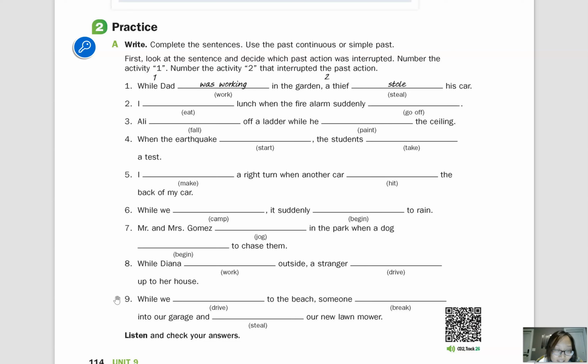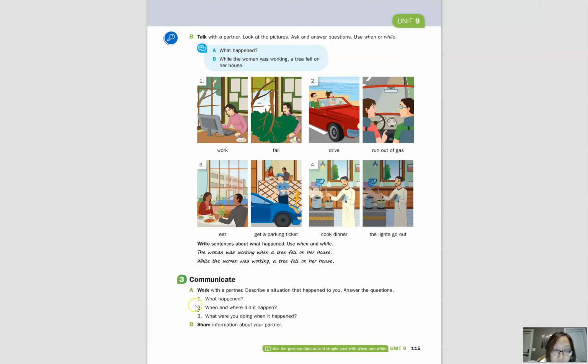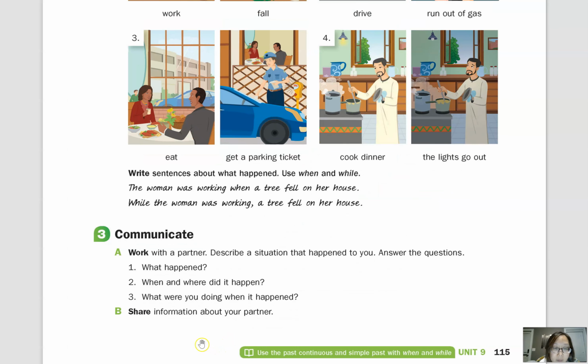Okay, that was a lot, but I hope that was helpful. And as I mentioned, with a lot of practice, it becomes easier. Okay, so now we are going to just briefly look at exercise 3, communicate. So let's describe a situation that happened to you. Okay, and you can answer these questions.